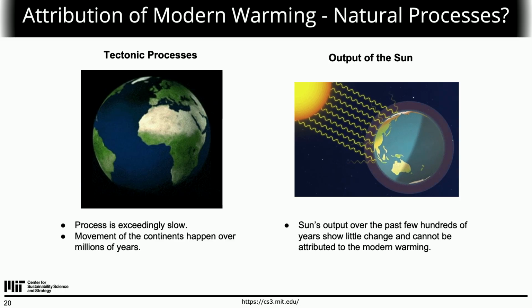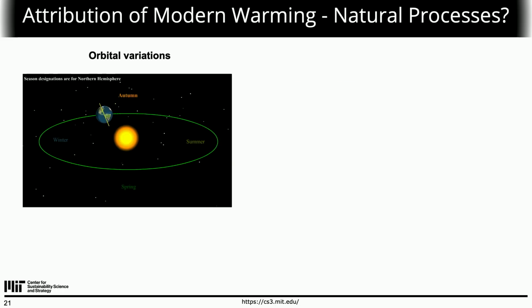What if there are other processes? Say the sun's output hasn't changed. What if the distance between the Earth and the sun has changed? What if the path of the Earth traversing around the sun is different? What if the Earth's tilt is different? Or what if the Earth is wobbling? There are 3 different motions of Earth that could contribute to the warming. Let's look at each motion.